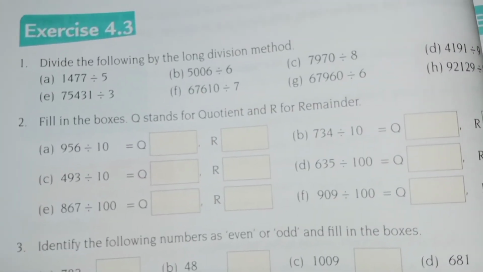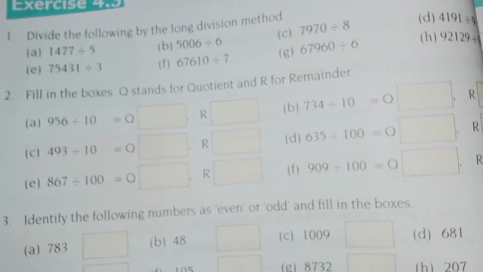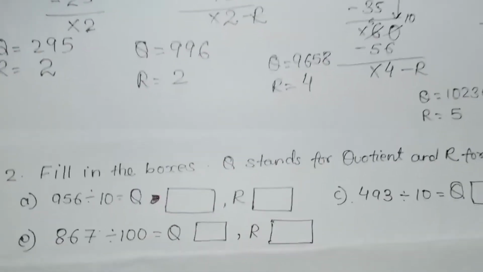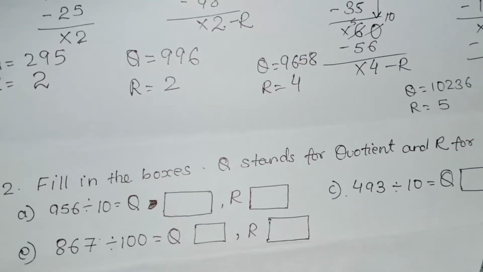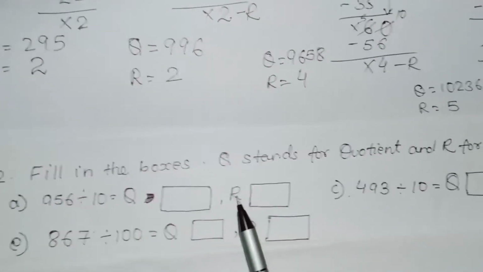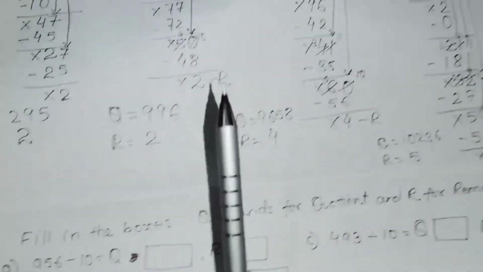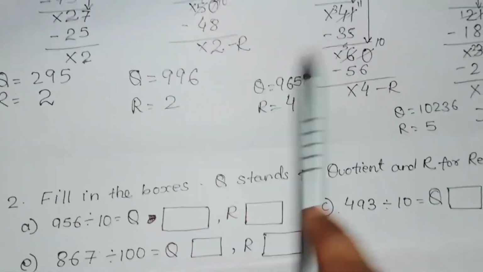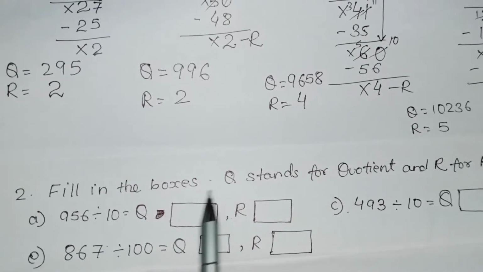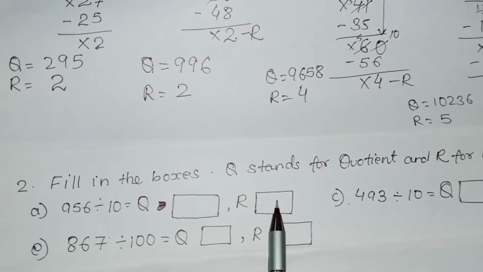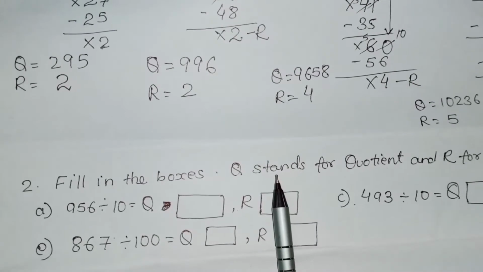So what is question number 2? Fill in the boxes. Q stands for quotient and R for remainder. So in question number 2, we have to fill in these boxes. I will do this with the easy method. I will not use the long division method or short division method. I will fill these boxes with the shortcut method. I will teach you.